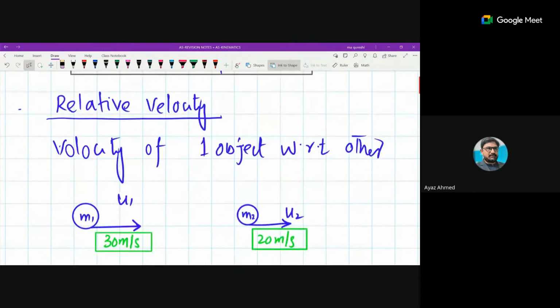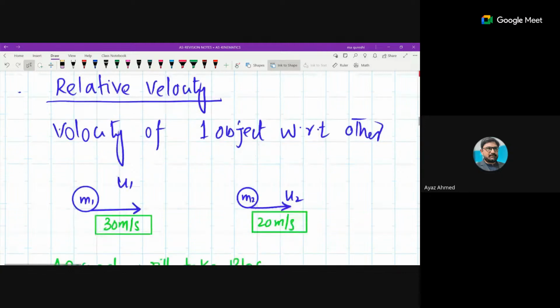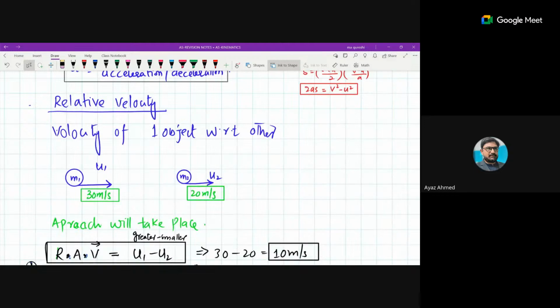Then there is a game of relative equations. If you don't forget this concept of relative velocity, you will have a very great concept here. You will have a very precise concept of motion with respect to each other. Okay, there is one situation, and that is the velocity of one object with respect to another.